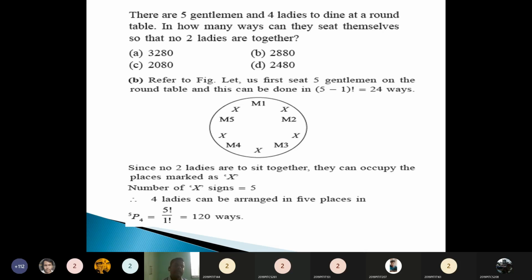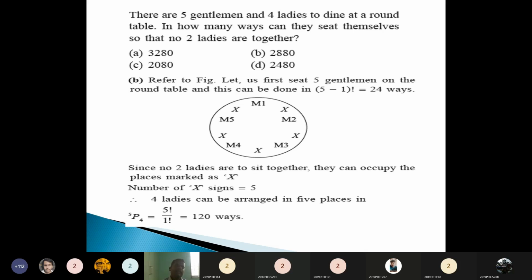Now the remaining places should be considered like an ordinary permutation. That means 5 places, and we have only 4 ladies, so out of 5 places, 4 places are occupied at a time. Here it is not mentioned that 2 gentlemen cannot be seated together, but the only condition is no two ladies are together. Hence, out of 5 places, 4 ladies are seated. For that, the permutation is 5P4.